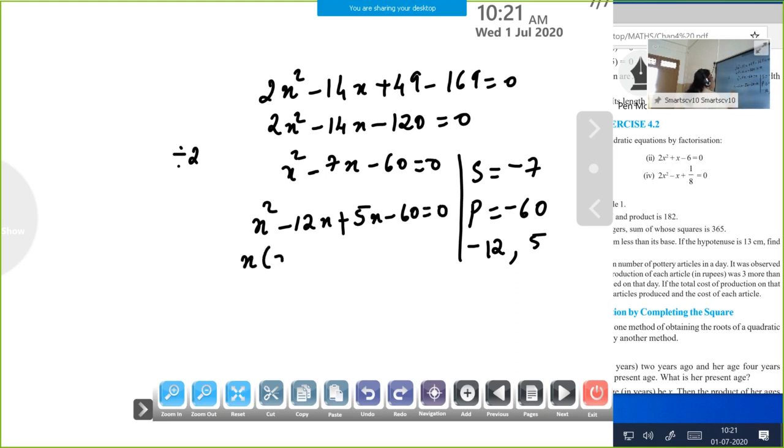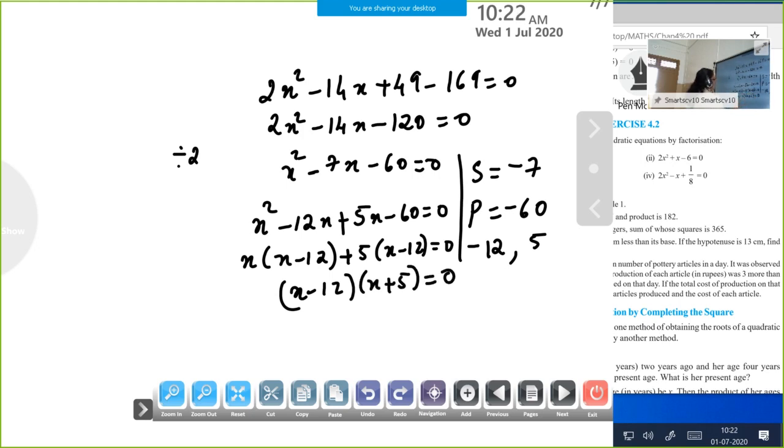That is x common, x minus 12 plus 5 into x minus 12 is equal to 0. That is x minus 12 into x plus 5 is equal to 0. That means x minus 12 is equal to 0 or x plus 5 is equal to 0.